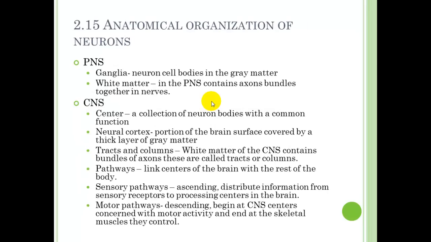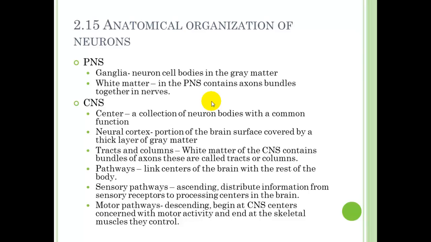Anatomical organization of the neurons. We have the peripheral nervous system and the central nervous system. In the peripheral nervous system, we have ganglia, another term for neuron cell bodies in the gray matter. And then we have white matter. In the peripheral nervous system, it contains axon bundles together within nerves. So in the peripheral nervous system: ganglia and white matter.